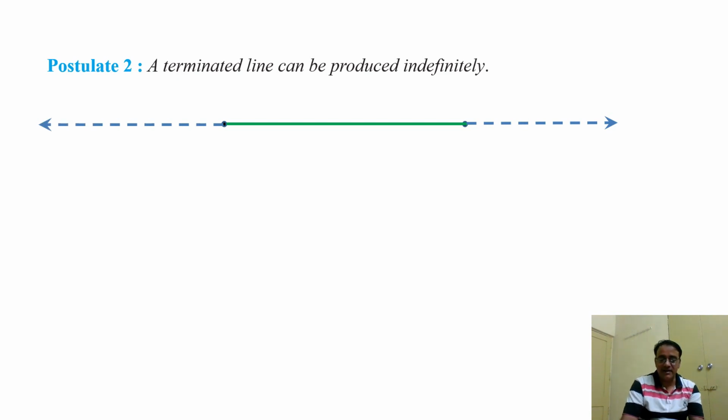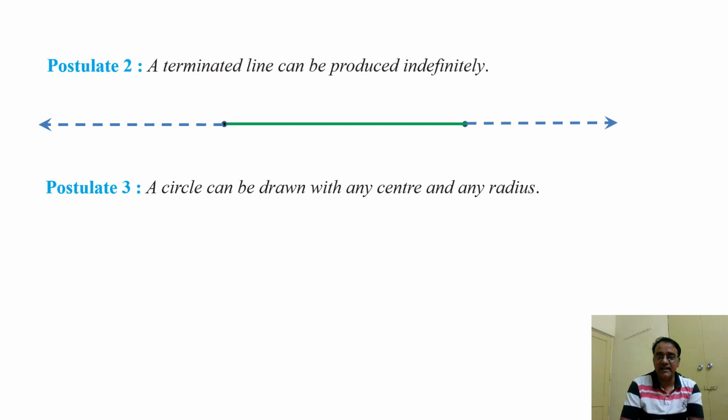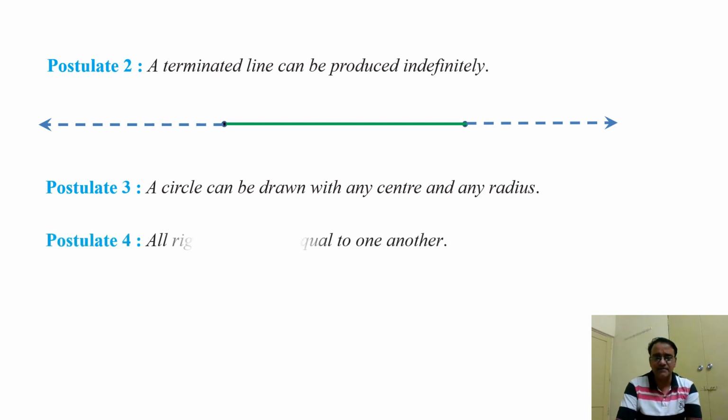So now postulate number 3. A circle can be drawn with any center and any radius. So anywhere, any circle you can draw, taking a center and a radius, right? Now postulate 4. All right angles are equal to one another. You can take an example of any corner of the house, okay? Or you can take an example of any corner of the book. All are right angles and all are equal to 90 degrees.